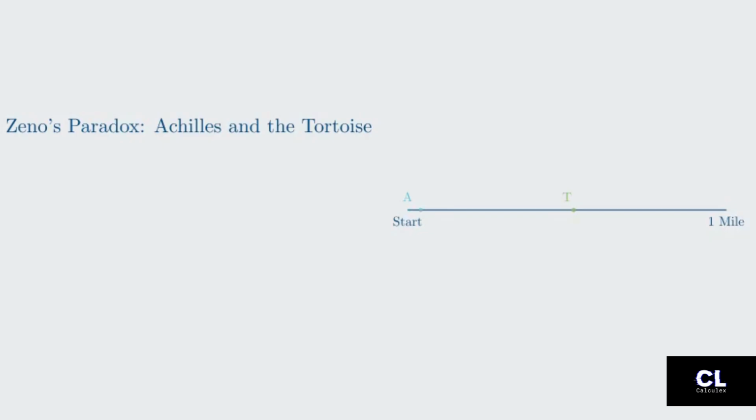Consider Zeno's paradox of Achilles and the tortoise. Achilles gives the tortoise a head start. By the time Achilles reaches the tortoise's starting point, the tortoise has moved forward a bit. By the time Achilles reaches that new point, the tortoise has moved again. Zeno argued that Achilles would never catch the tortoise. The paradox arises from our inability to intuitively sum an infinite series of smaller and smaller steps.